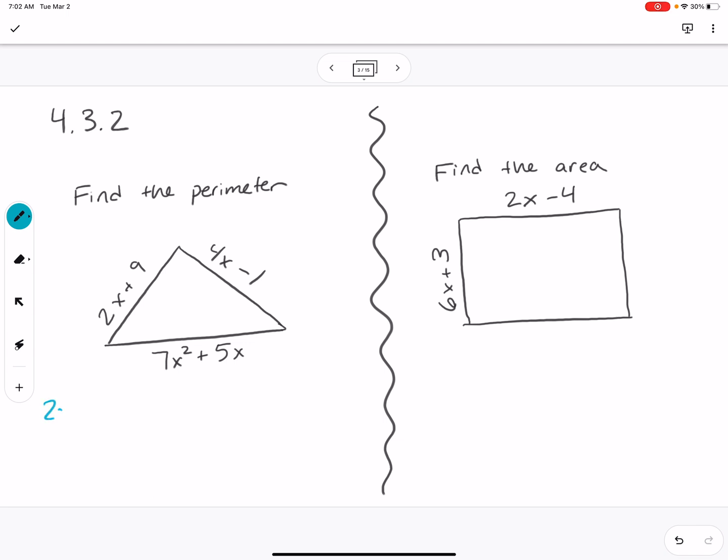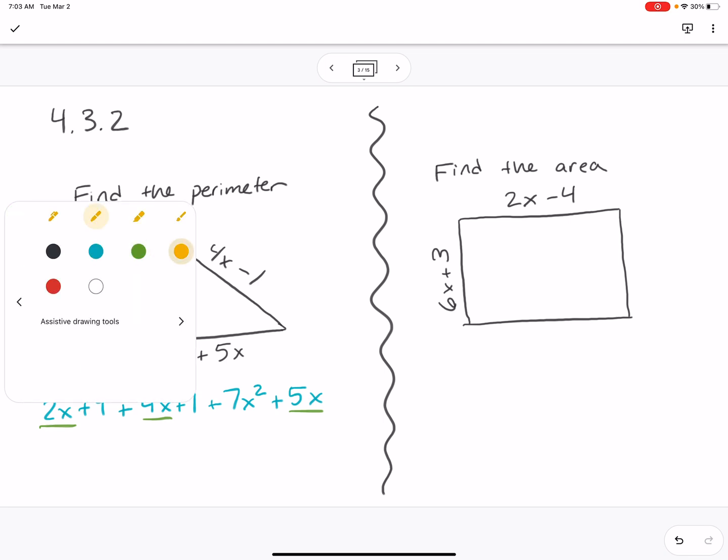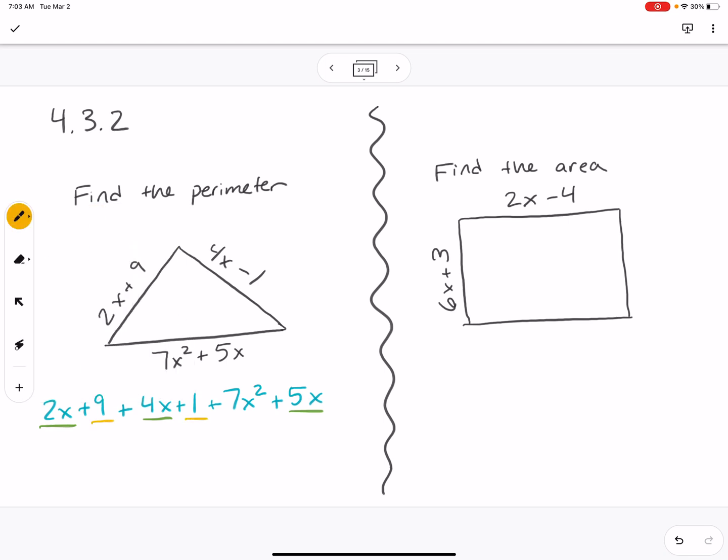So I'm going to do 2x plus 9 plus 4x plus 1. Literally all I'm doing is adding up all the sides. Plus 7x squared plus 5x. Now I look at this and hopefully you see the same thing I do, that there are some like terms. I have some x's that are like terms. I also have a couple constants that are like terms. This 7x squared cannot be a like term because it has that exponent.